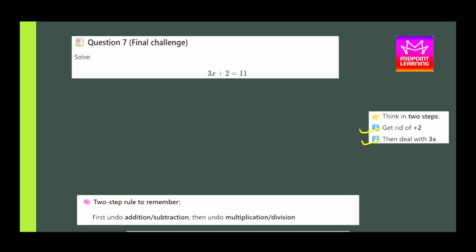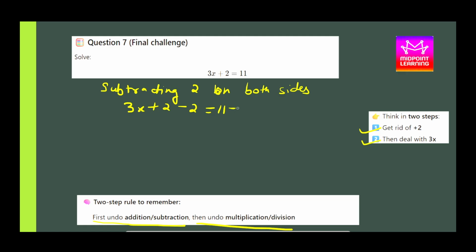So the two-step rule to remember here is, first undo addition or subtraction. In these types of questions, first we have to undo addition or subtraction, and then undo multiplication and division. How? First of all, it is 3x plus 2 is equal to 11. So we have to undo plus 2, right? So how can we undo? By subtracting 2 on both sides. So we will say 3x plus 2 minus 2 is equal to 11 minus 2.